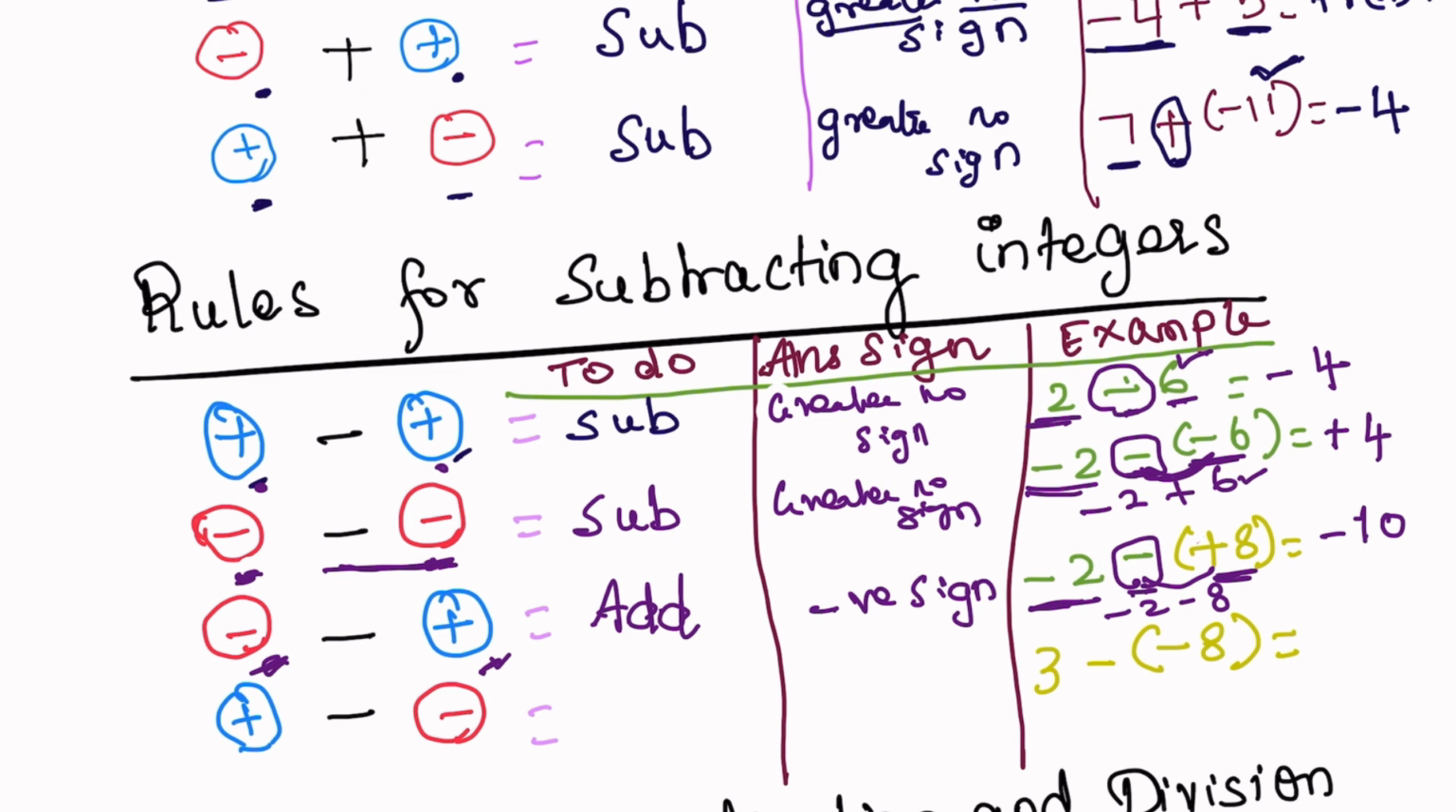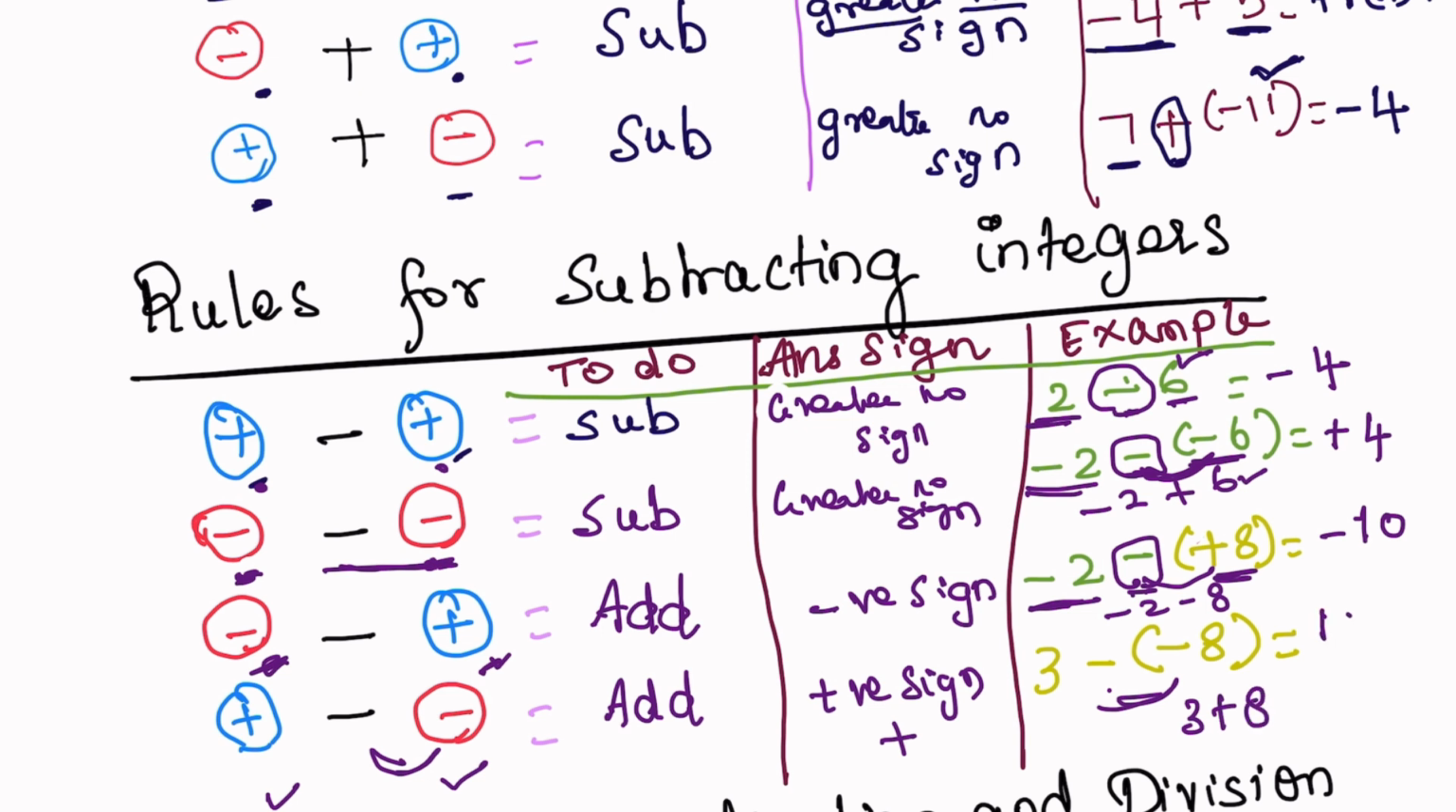Again the same concept here. When one number is positive and one number is negative, the negative sign becomes positive. So I add the numbers and I give a positive sign. See here, 3 minus of -8. The two negative signs, when they come together, become positive. So it is 3 plus 8, the number is 11 and has a positive sign.